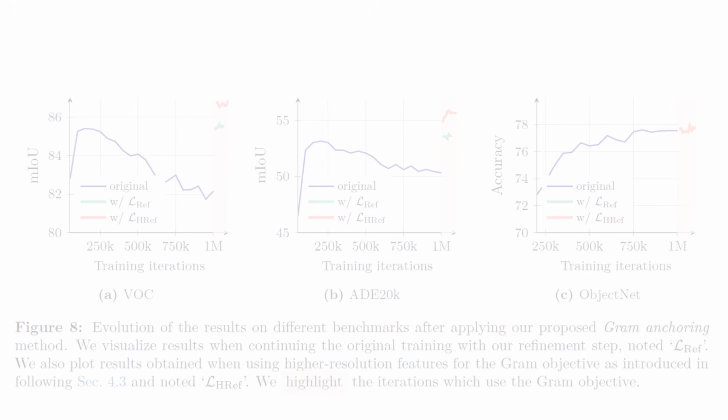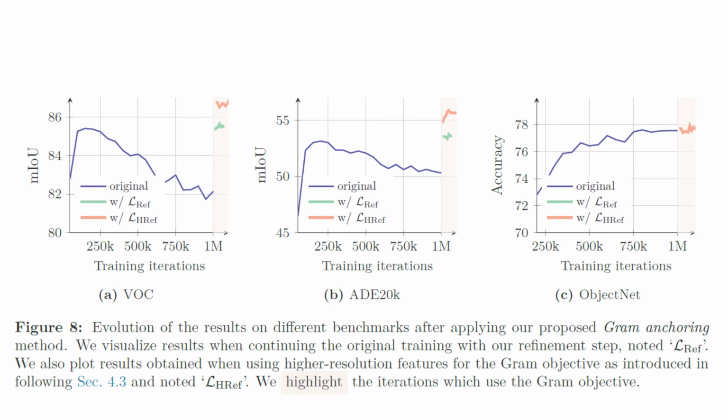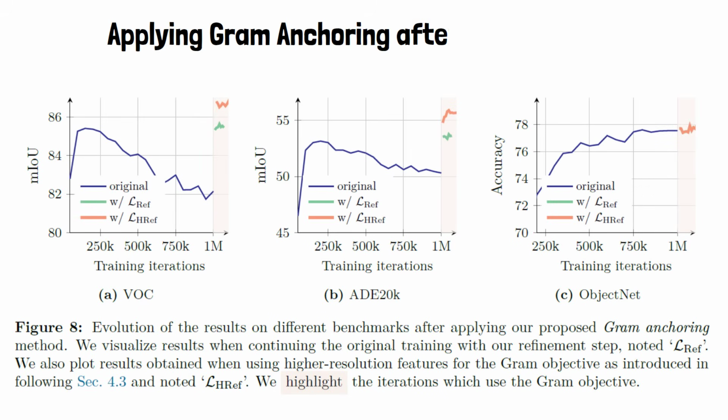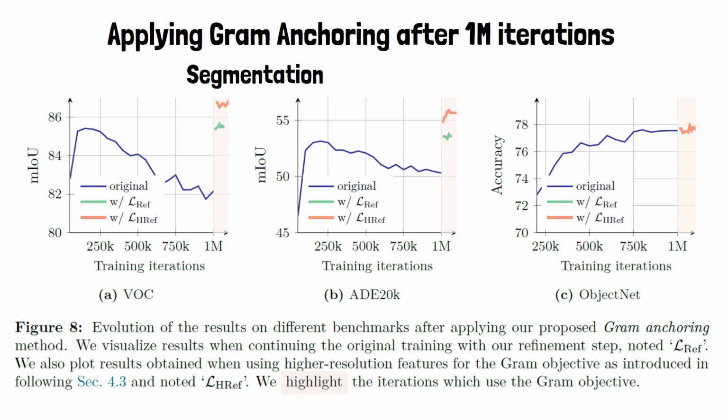In the following figure from the paper, we can see the impact of gram anchoring. Gram anchoring is only applied after 1 million iterations, and the results are very impressive. On the left and in the middle, we see segmentation benchmarks. Without gram anchoring, performance degrades over time. But once it's added, performance not only recovers but actually surpasses the model's best earlier results. On the right, we see a classification benchmark. Here, global understanding remains strong, showing that gram anchoring preserves global performance while stabilizing local features.